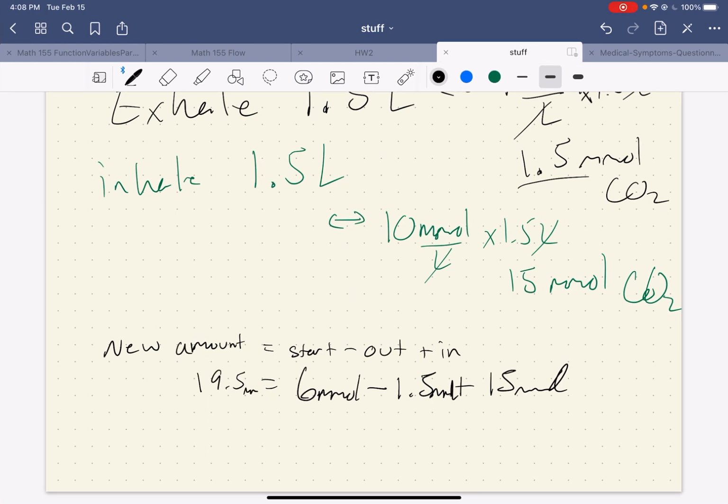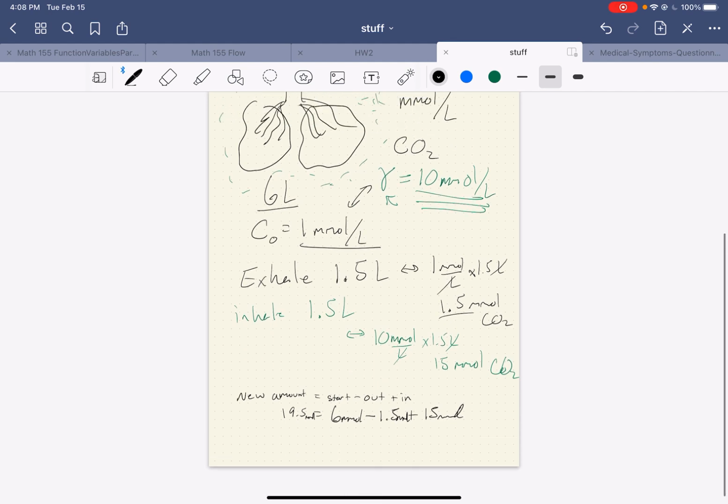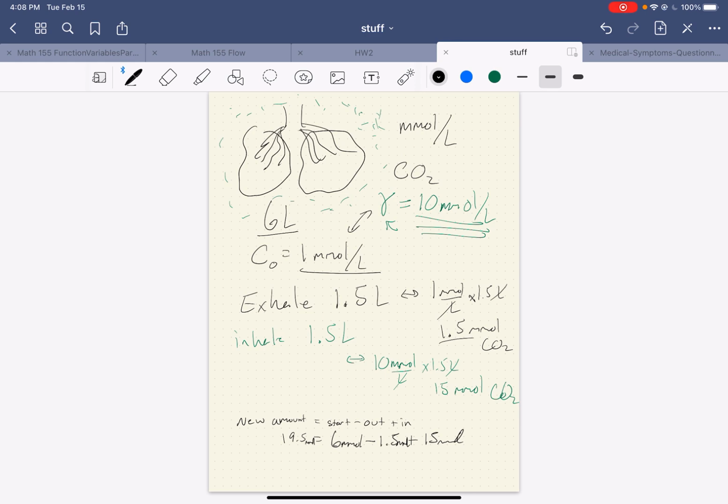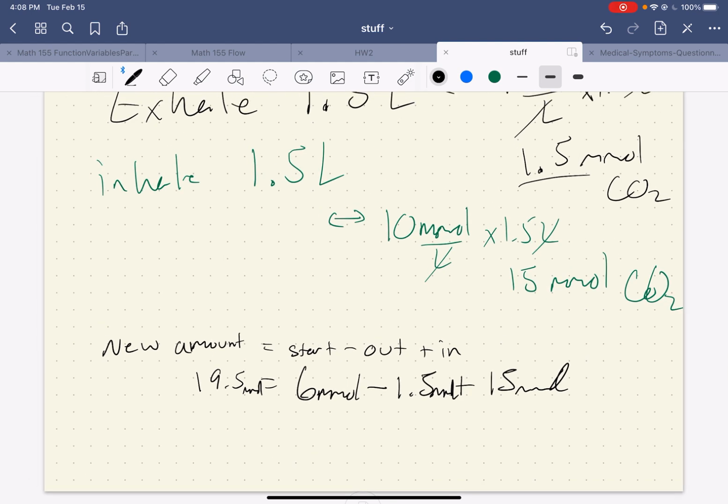So millimoles. It just shot up, right? And that'll happen when you have a big discrepancy between ambient air and what's inside of your lungs. So, okay. Oh, I must have made a math error. Let's see. Oh, no, I didn't make a math error. Okay. So now that's the amount. But if I want the new concentration, I have to take the amount and divide it by my volume.